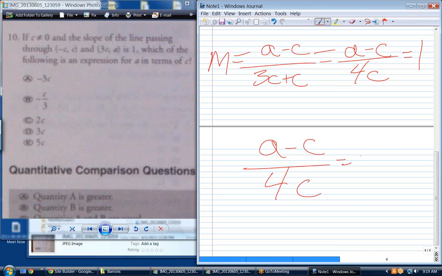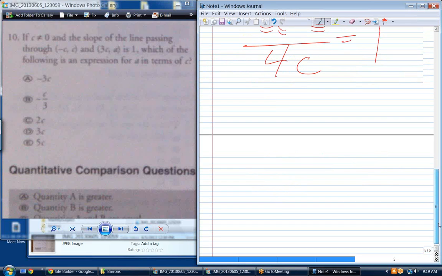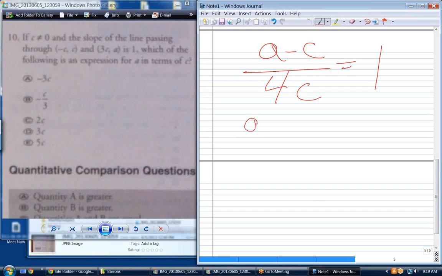What are they asking us to solve? A in terms of c. Okay, so we would have, let's see, a minus c equals 4c, and then a equals 4c plus c, so 5c. A equals 5c. E. Okay.